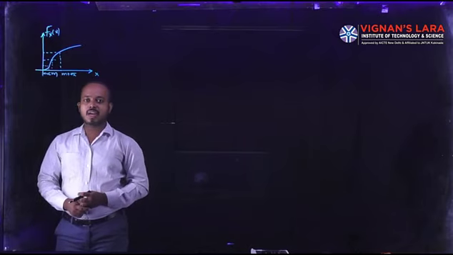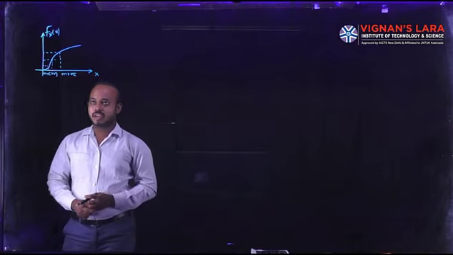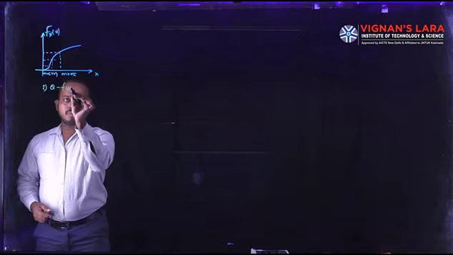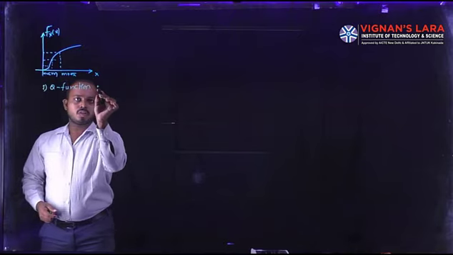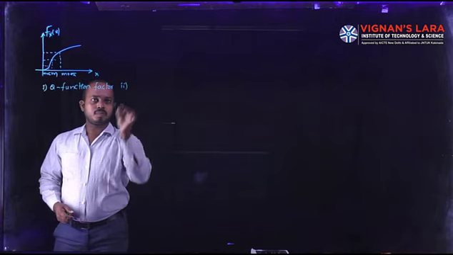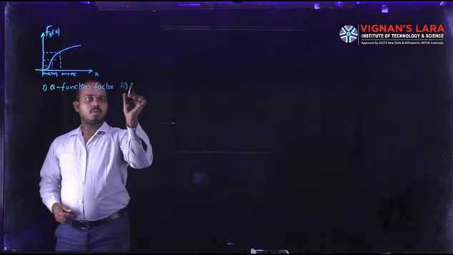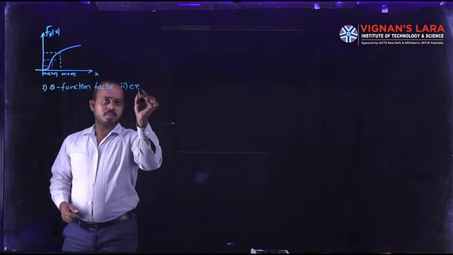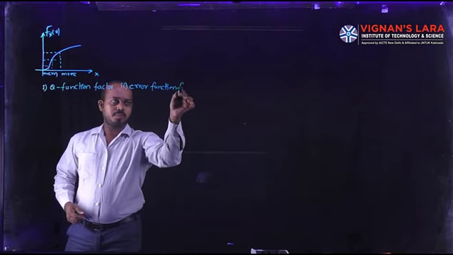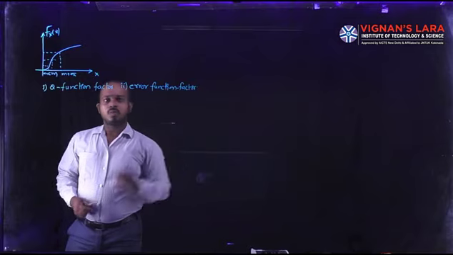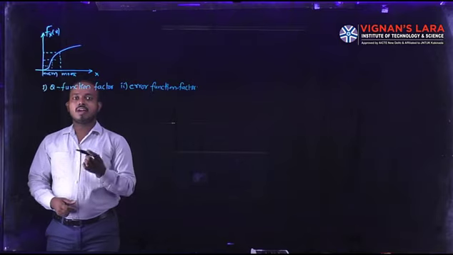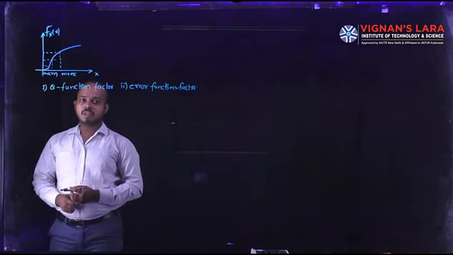For this we mainly have two methods. The first method is the Q function factor, and the second one is the error function factor. Now we are discussing the Q function factor. How do we find the Gaussian distribution by using the Q function factor.